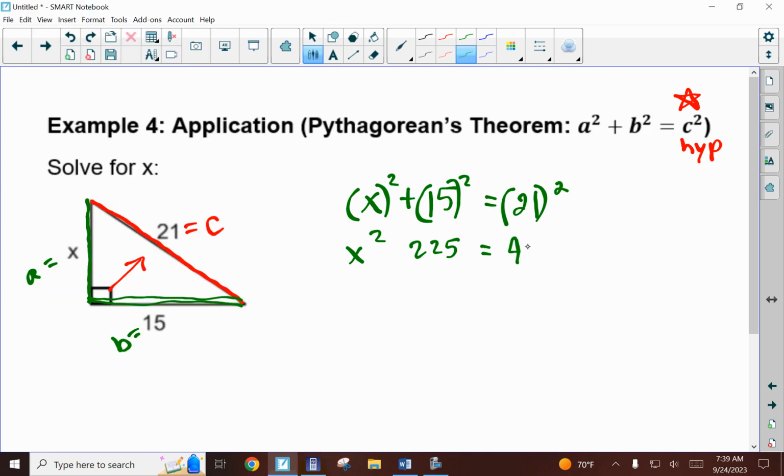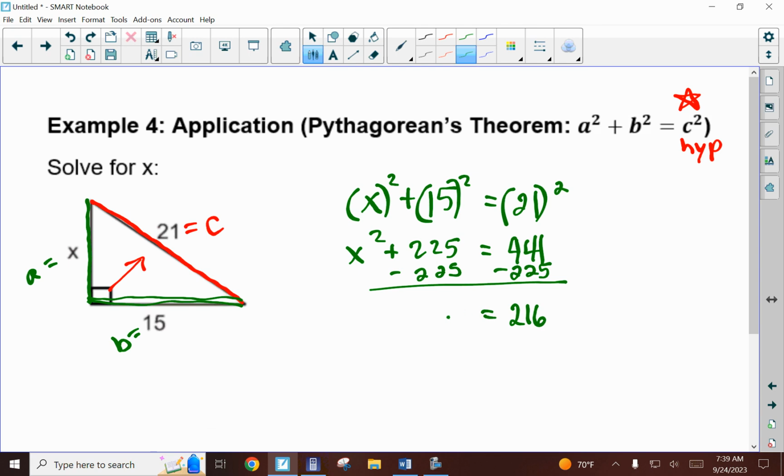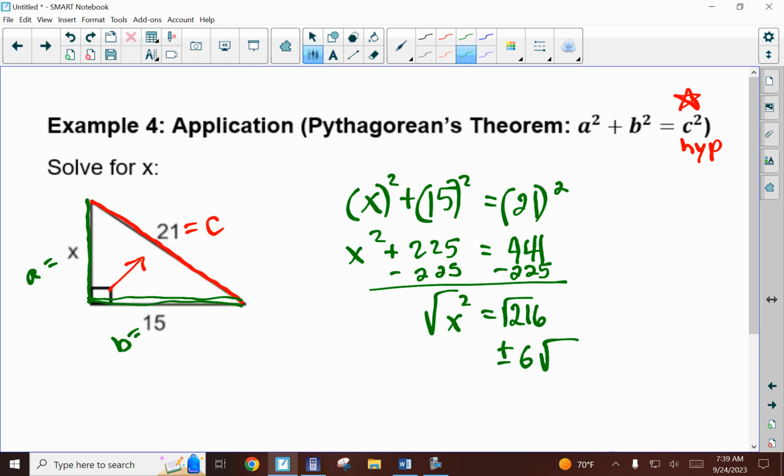that's 441. And then we just use the same steps as all of the other problems. We want to try to isolate our x squared, so we're going to subtract 225 from both sides. So 441 minus 225 is 216. And then the final step, because this x squared is isolated, we just take the square root, so that immediately gives us a plus and minus answer. So I'm going to do the square root of 216, which ends up being 6 square root 6.